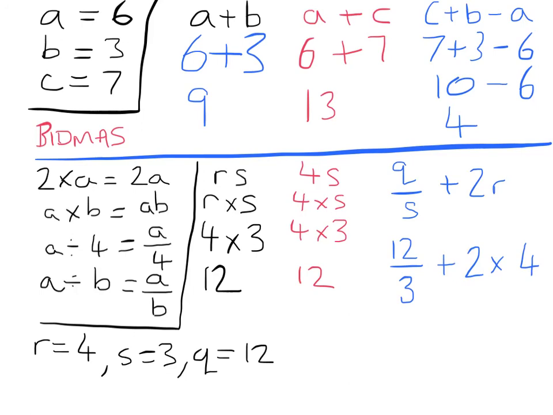Division first. 12 divided by 3. 12 over 3, we know that's 4. Alright? Don't add 2. We have to do multiplication next. So what's 2 times 4? Well, 2 times 4 is 8. So it's 4 plus 8. Okay? And 4 plus 8, we know, is 12. Alright? Have a go at the examples, the exercise that's on Edmodo, ready for next lesson.